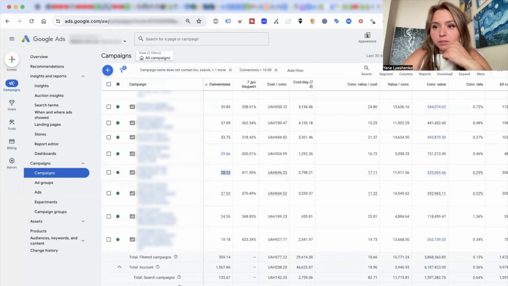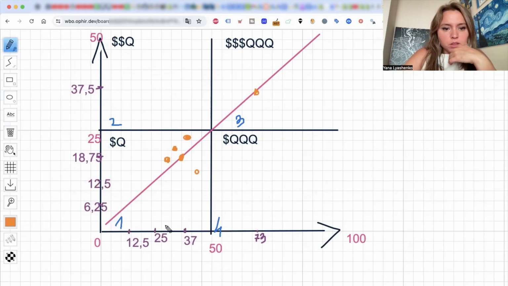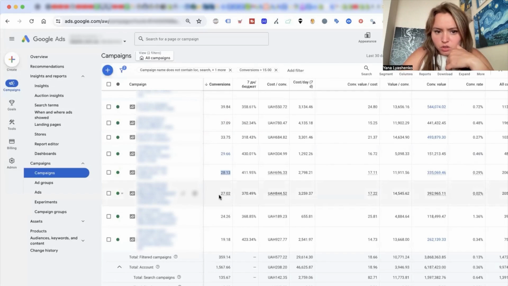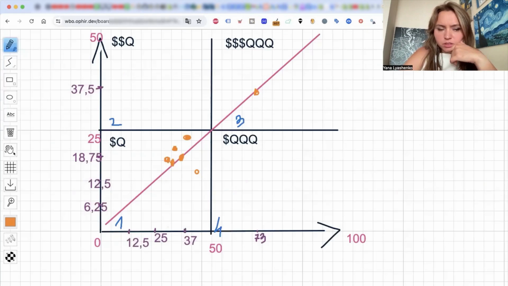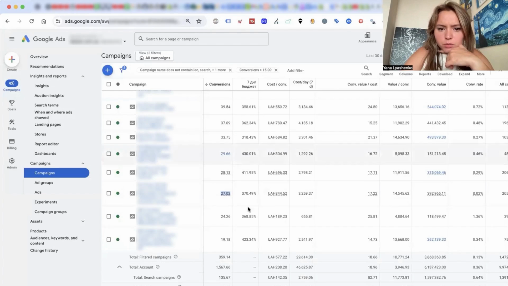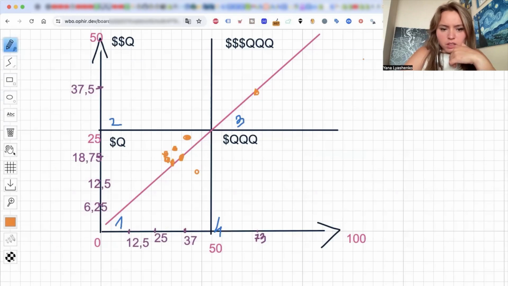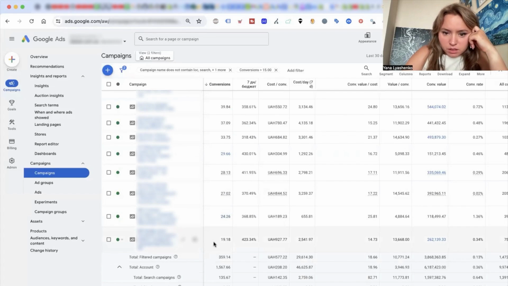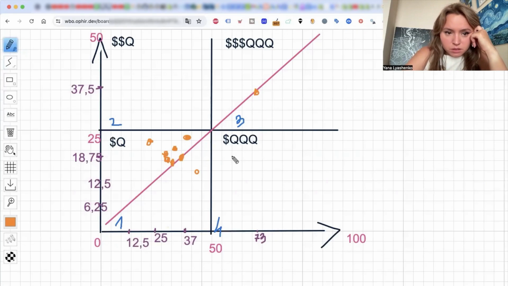28, 17. Next, we go 27, 17. They will overlap. Then 24, 25, somewhere up to 25. Then 19, 14. Let it be here. There.